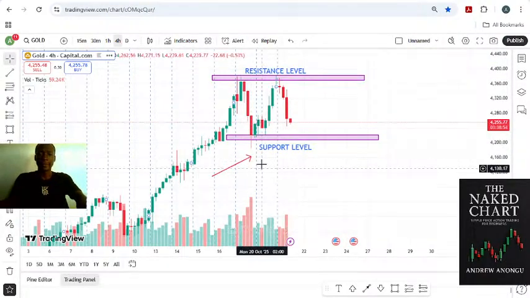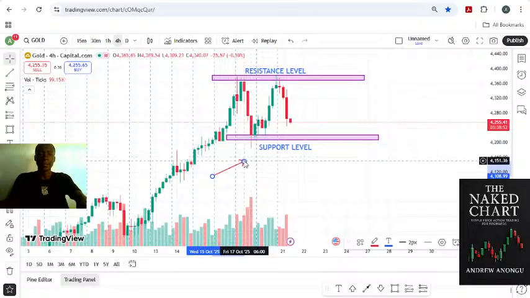First mark out your key levels before analyzing the charts for a potential tradable opportunity. So after marking our support and our resistance level, this is the time to start planning our trade.